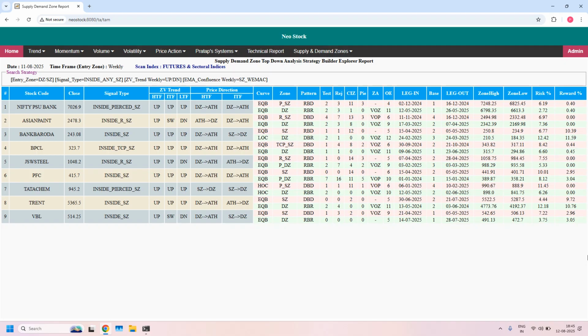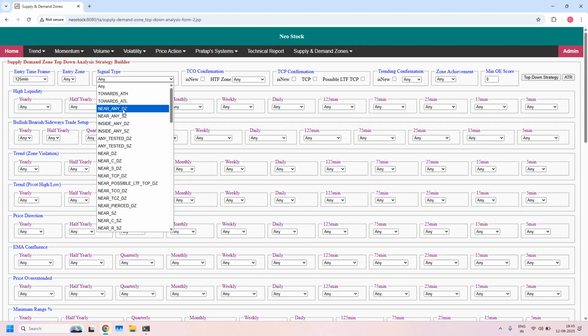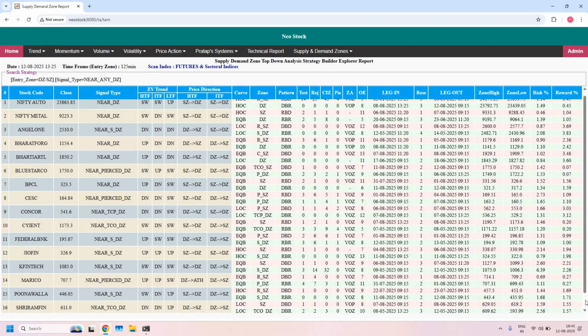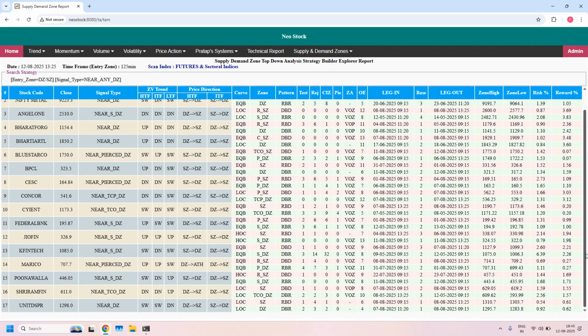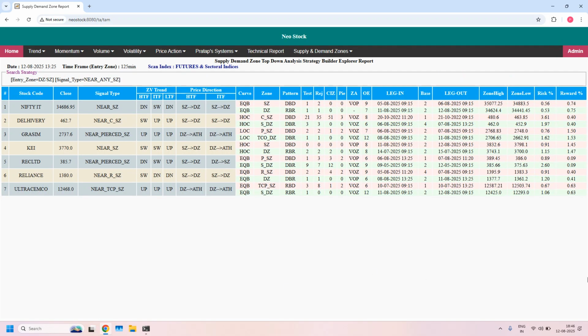The next time frame daily already generated in the beginning of the report. So the next time frame is 125 minutes. Stocks near to the 125 minutes demand zone. First 15 stocks in the list. Scrolling the list down, total 17 stocks are filtered. Okay, next, stocks near to the 125 minute supply zone. We got 7 stocks.